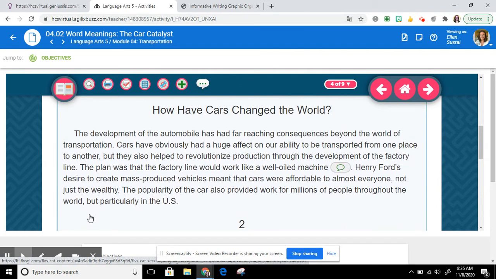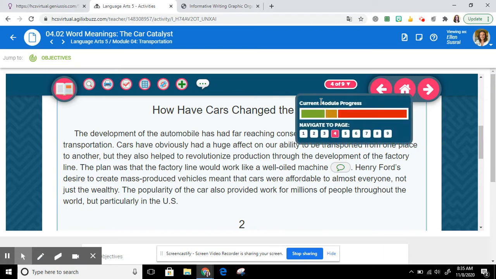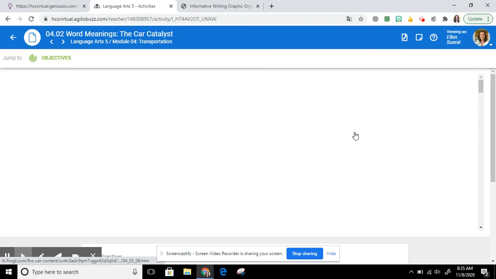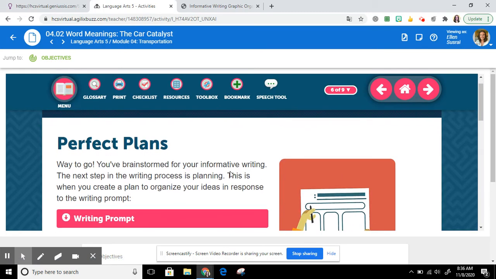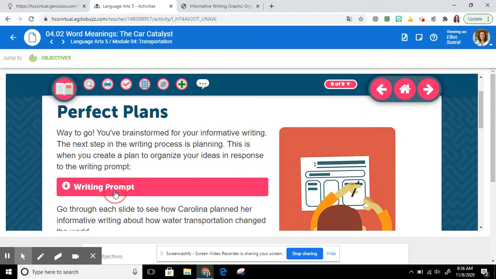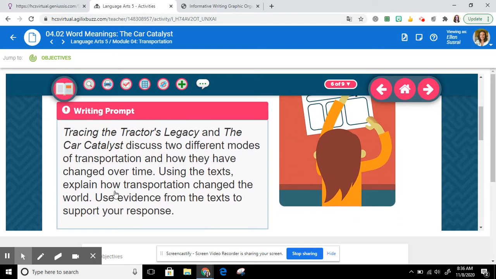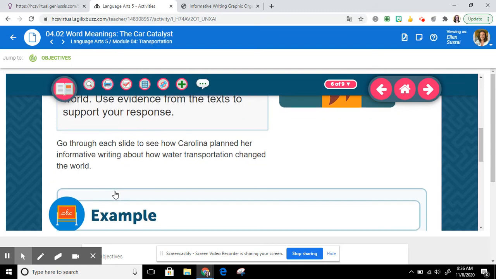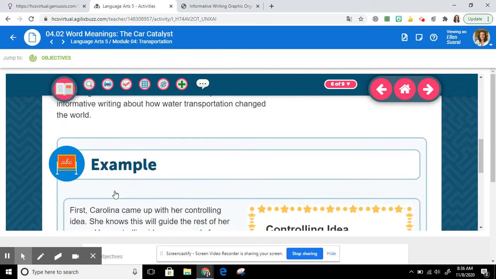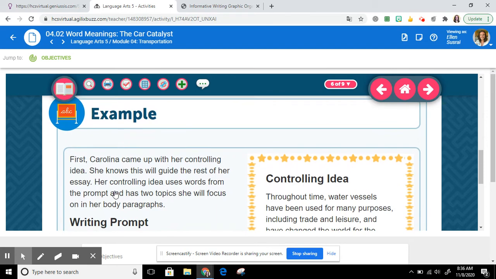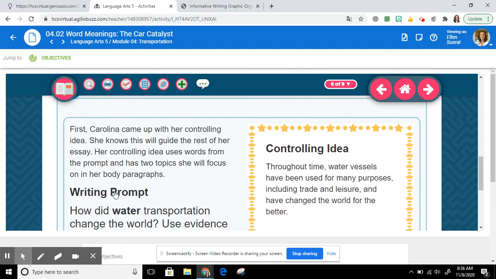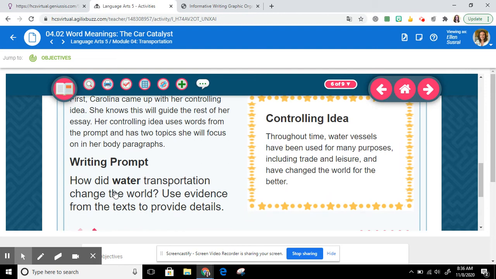Okay, so after you have read and reread both of the stories for the prompt, if you go to page 6 of this lesson, 0402, after you've read both the stories, you've got your writing prompt here. Again, the same prompt that's on the last page of the lesson. And what's really good about this page, page 6, is that it goes through an example of how to complete this graphic organizer. Now it's using a different writing prompt. The example's prompt is, how did water transportation change the world?